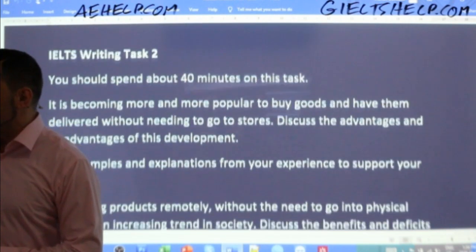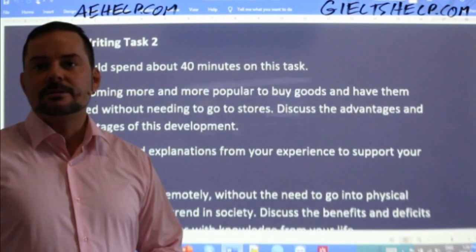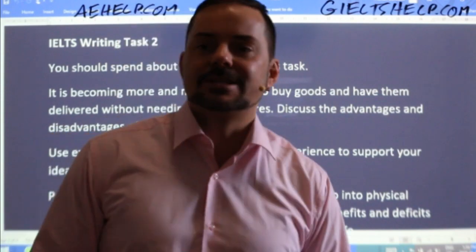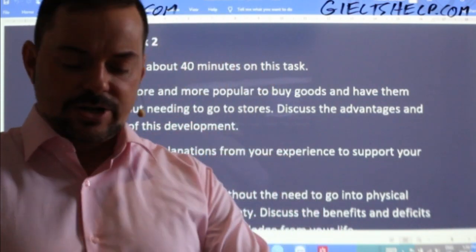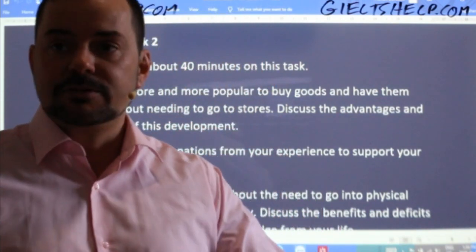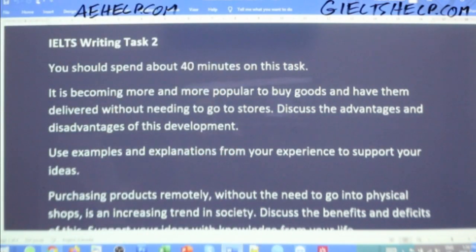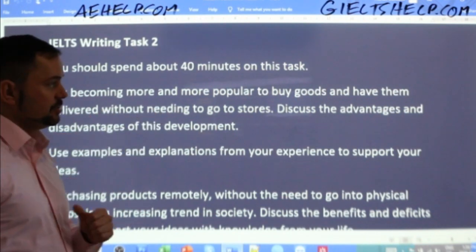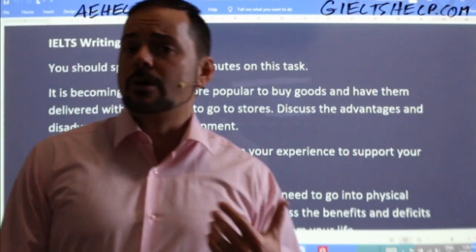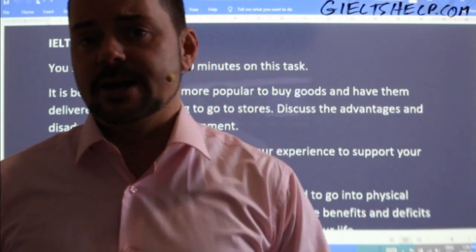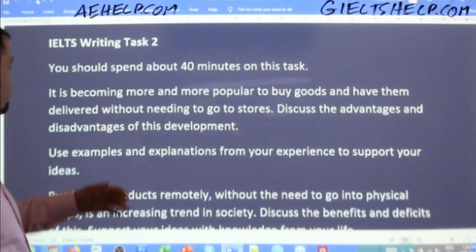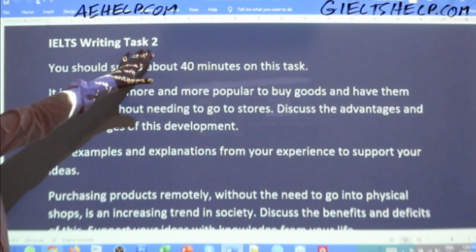All right, so writing, students, I think most of you, we had lots of members in the class yesterday, which is fantastic, and I think most of you were in that class, so you have a good idea of what's going on. Let's just read through the question, read through the introductory paragraph, and then we'll get right into our body paragraphs, okay? So here we go, IELTS writing task two.